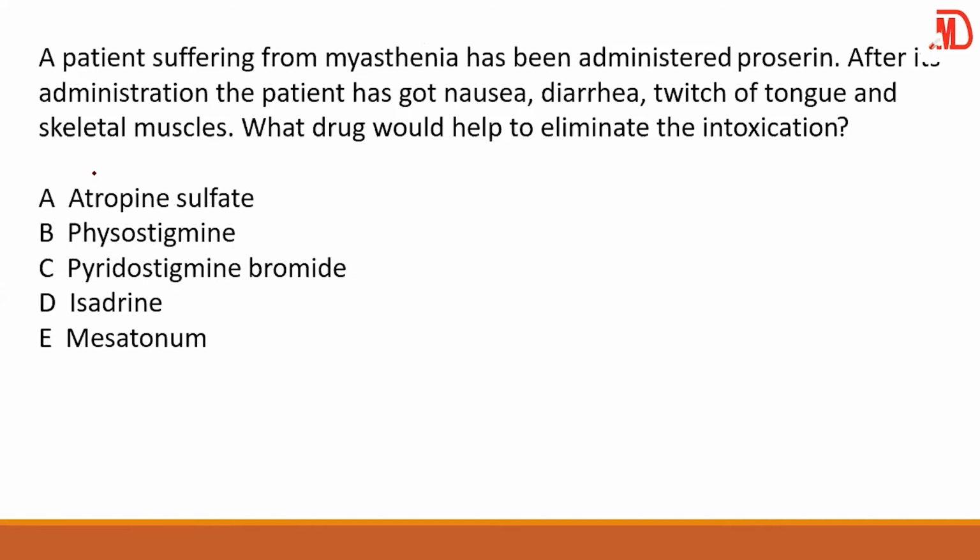We have a patient suffering from myasthenia who was administered prozerin. After its administration, the patient has nausea, diarrhea, and twitching of the tongue and skeletal muscles. What drug will help to eliminate this intoxication? First of all, we must know that prozerin is an anticholinesterase.